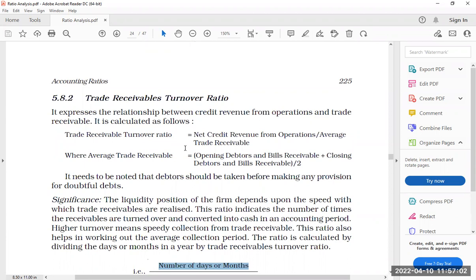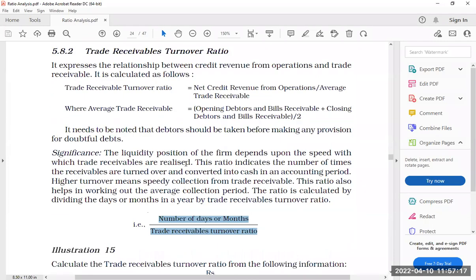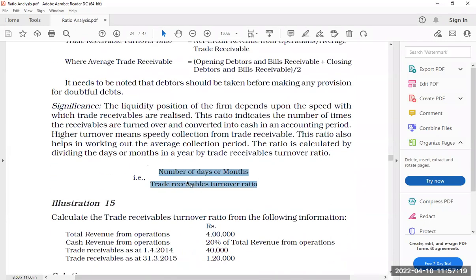Average receivable is nothing but opening receivable plus closing receivable divided by 2. Receivable includes here sundry debtors, book debts, or simply debtors, bills receivable, accounts receivable, all put together. If we get some number, that number can be used as a denominator from the total number of days or from the total number of months in a year.